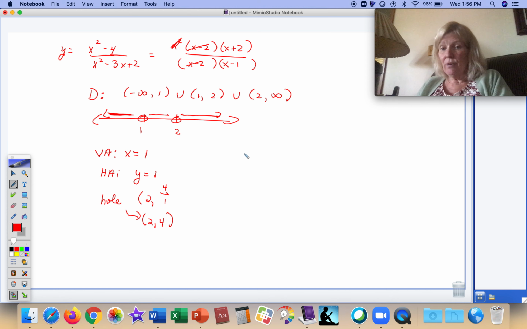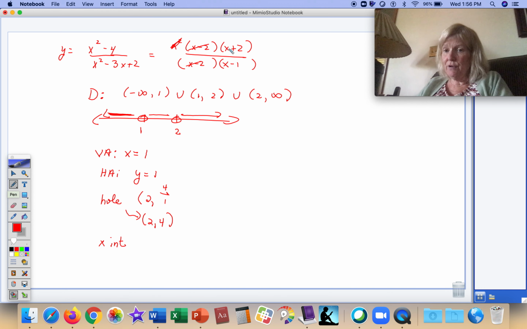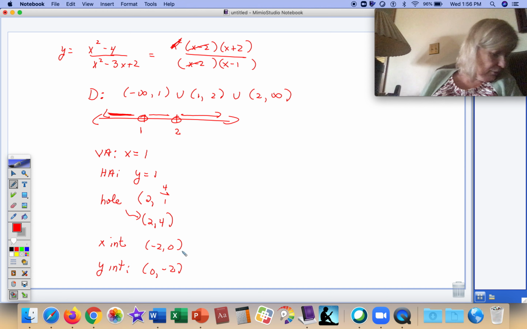Just to go over what you've already done, we have the x-intercept and the y-intercept. Let me write it so I have space for my graph. For the x-intercept, we set the numerator equal to 0 after we have reduced the common factor. So x plus 2 equals 0 means that the x value is negative 2, so the x-intercept is at negative 2. The y-intercept is gotten by setting x equal to 0, which is negative 4 over 2, which is negative 2, so 0, negative 2.